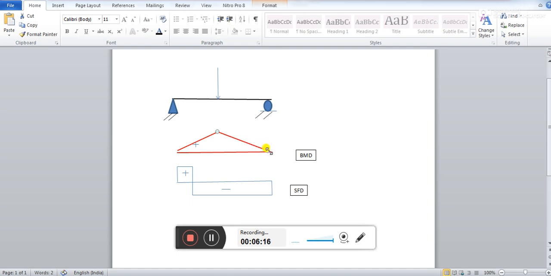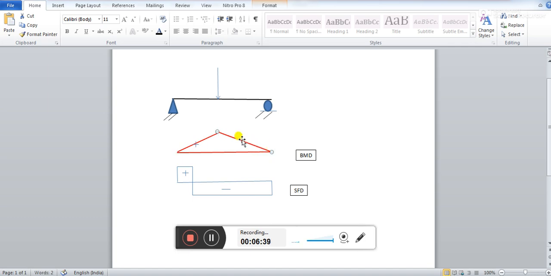It will be looking like this or something different? Can anyone tell? Sir, looking same, sir. Same bending moment diagram, right? So triangular bending moment diagram, but you see in the previous case, where was the peak of this bending moment diagram? It was somewhere here, just at the bottom of the load, isn't it? Is it clear or not? Yes, sir, clear.